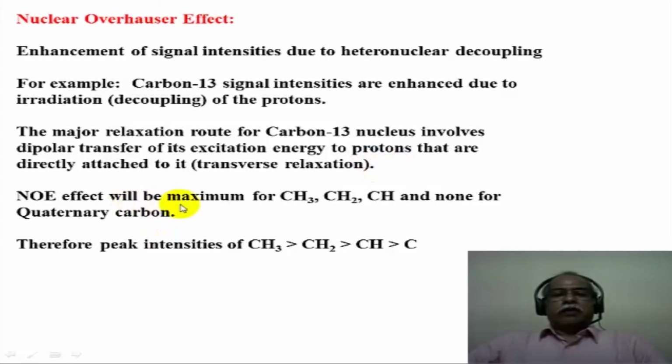Therefore, NOE will be maximum for the carbon which has the maximum number of hydrogens, namely CH3, and then CH2 and CH in terms of intensity. So the peak intensity will normally be such that CH3s will be more intense, CH2 will be the next intense line, CH also will be the next intense line. Finally, the quaternary carbons will have the least intensity. One can easily identify quaternary carbons in carbon-13 spectroscopy because of the poor intensity of that signal compared to the other signals.